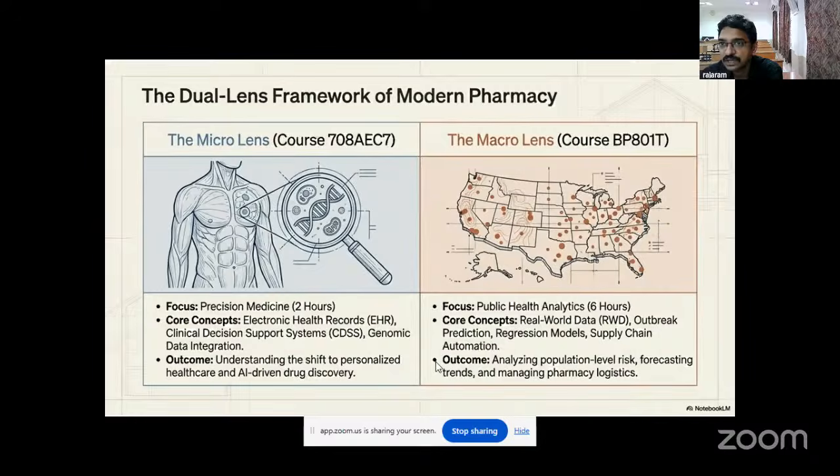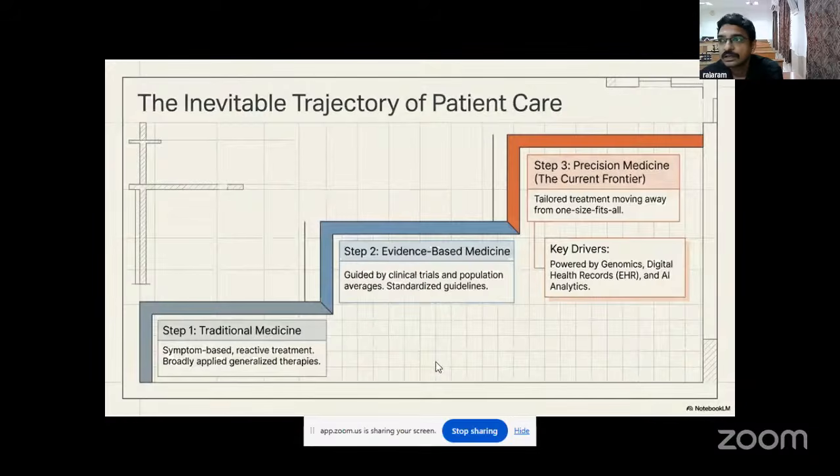The outcomes for precision medicine will be understanding the shift to personalized healthcare from the traditional health system, and AI-driven drug discovery. The outcomes of health analytics are analyzing population-level risk, forecasting trends, getting epidemiological data, and managing pharmacy logistics. These two subjects will be aimed particularly at achieving precision medicine.